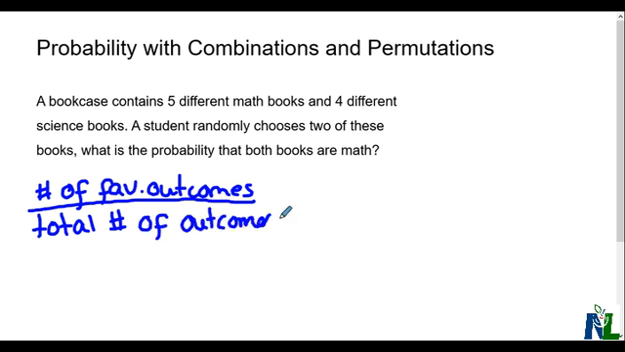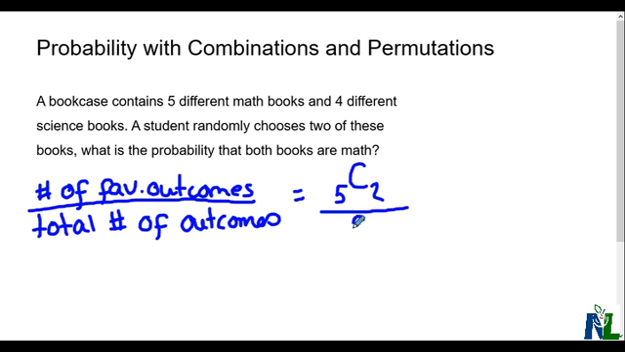So here we look at how many ways can she choose two books that are both math. So I'm going to apply the formula from the last chapter, which is 5C2. And we can see that this is in fact a combination situation because it doesn't matter the order that they choose the two books, just that they're going to choose two.